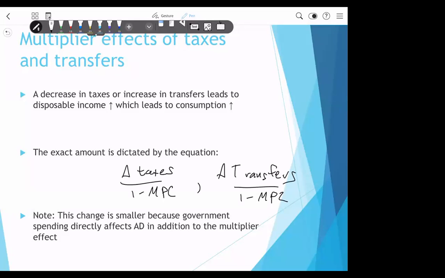So if you got a question like, what's going to change aggregate demand more, a $100 increase in government purchases or a $100 increase in transfers, the answer would be the $100 increase in government purchases, because that goes directly into G, but it also goes into aggregate demand through the consumption multiplier.